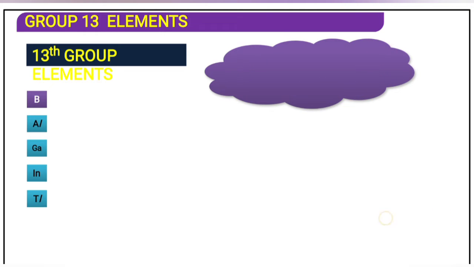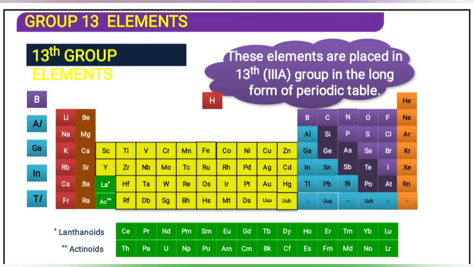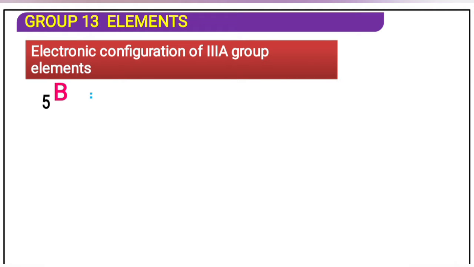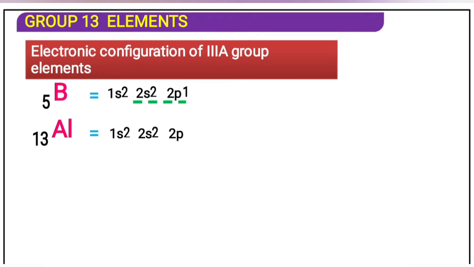And yes, definitely students, these elements are placed in the 13th group. That means in Roman numerals, it is in the 3A group in the long form of the periodic table. So electronic configuration will be like, boron 1s2 2s2 2p1, aluminium 1s2 2s2 2p6, that means neon, after that 3s2 3p1.